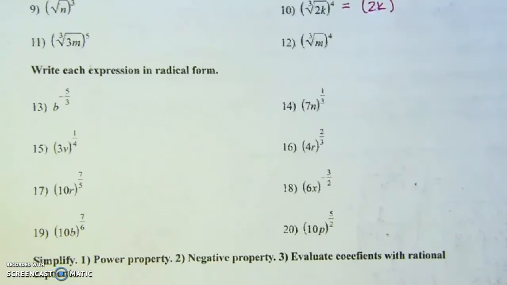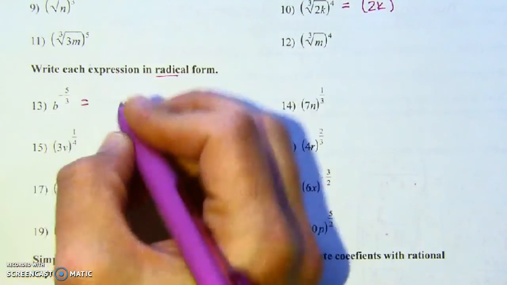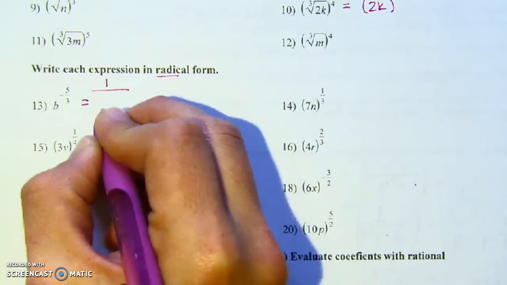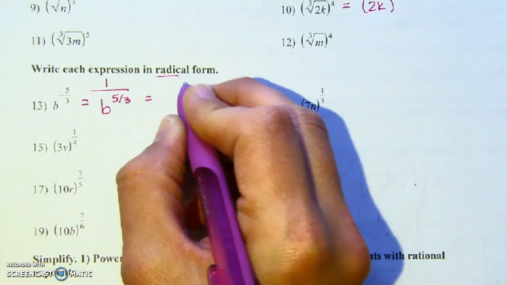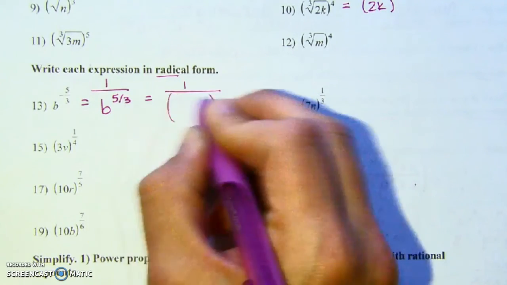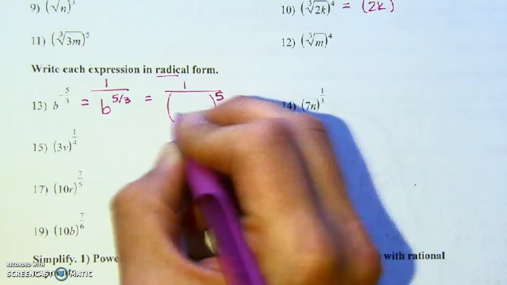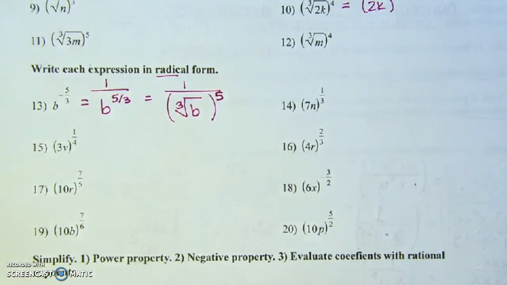Okay. Write each expression in radical form. So now we're going the other way. But this one's negative. So first you have to move it down. I like to move it, move it. Okay. Powers on the top. So the power will be the 5. Roots on the bottom, and the root will be the 3, and we're done.